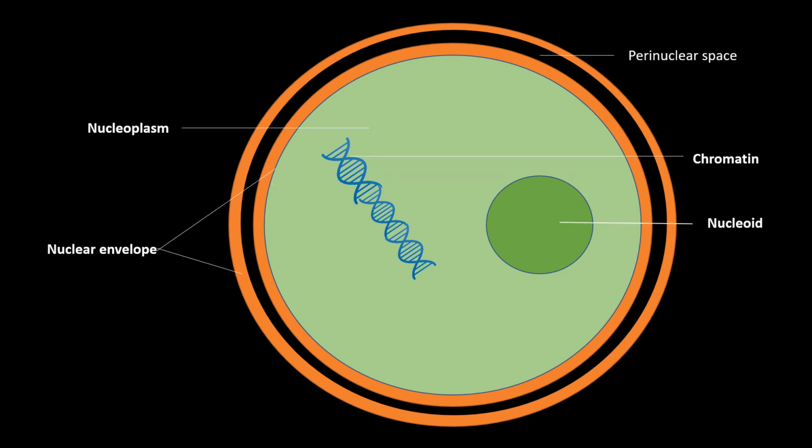So here all of it is labeled. To go through it again, there's the chromatin, which is in blue, the nucleoid, which is the green circle, and the perinuclear space. The nucleoplasm is again the fluid that fills up the nucleus, and there's the double-layered nuclear envelope.